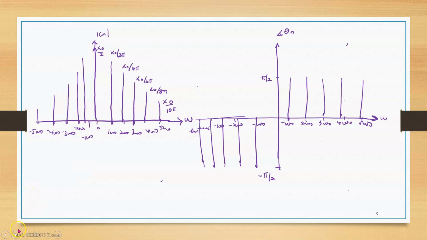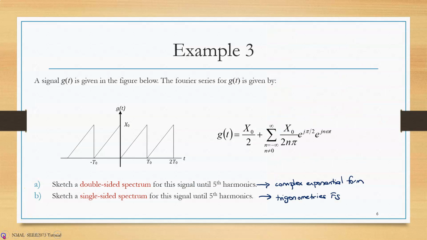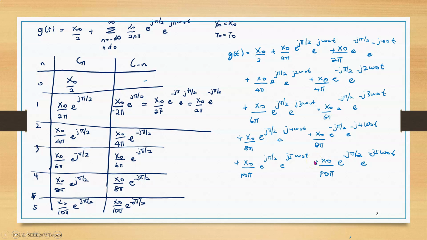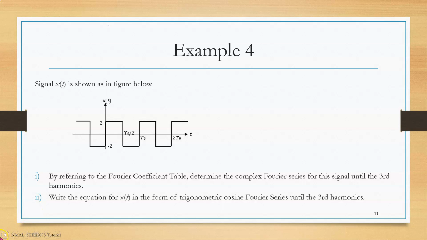And now we move to another question here. Recall the question asks you to sketch a single-sided spectrum. So from this equation, you need to put it in terms of trigonometry series. All of this equation into the trigonometry series. So let us write one by one. First, you have to recall Euler's theorem, where cos theta equals exponent j theta plus exponent negative j theta, divided by 2.